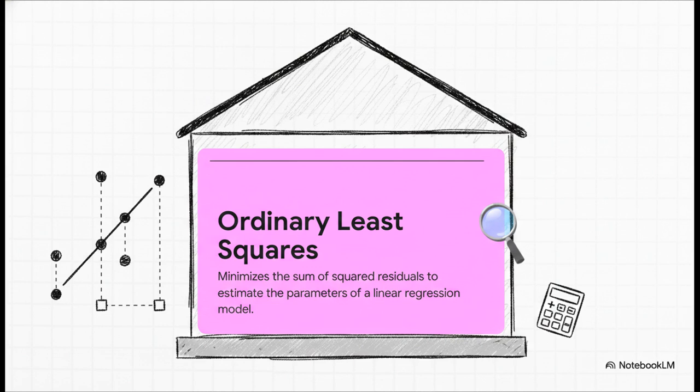OLS does something very clever here. It literally squares all those mistakes. We do this so any negative numbers turn into positive ones. That way, they don't just cancel each other out. Then, it mathematically finds the specific line that makes the total sum of those squared mistakes as absolutely small as possible. It is the concrete foundation of our mathematical house.